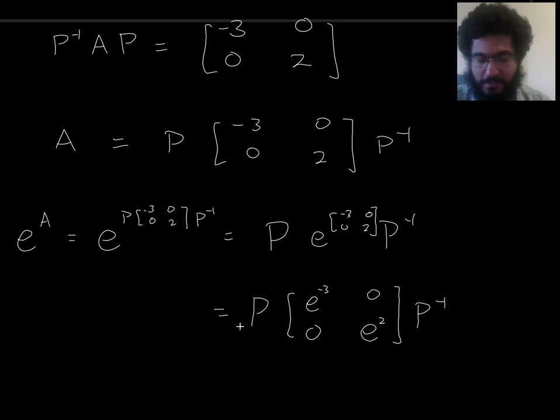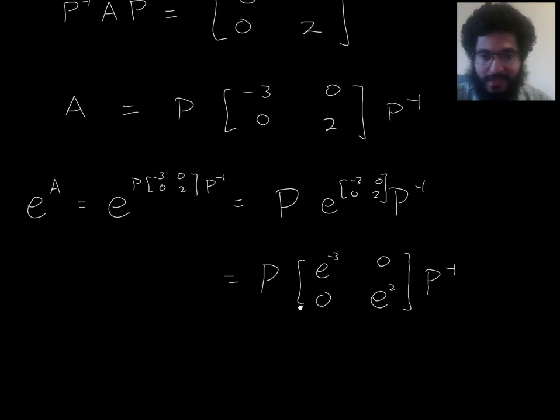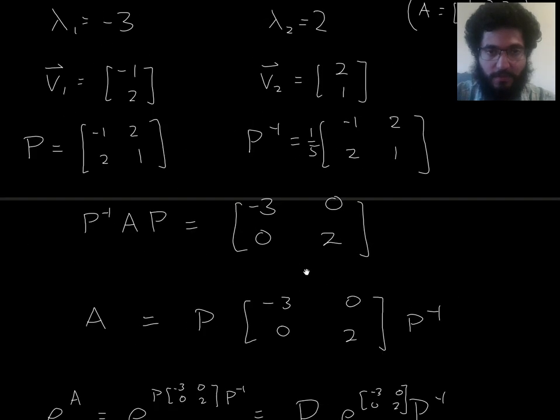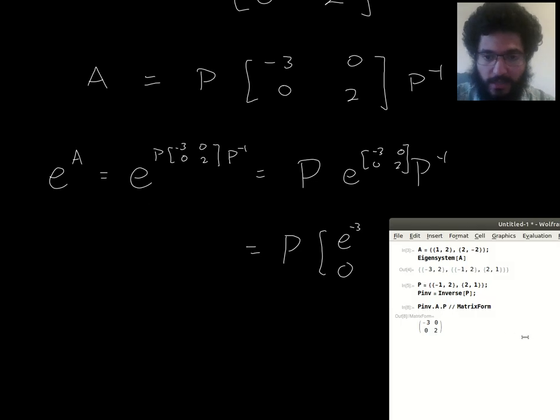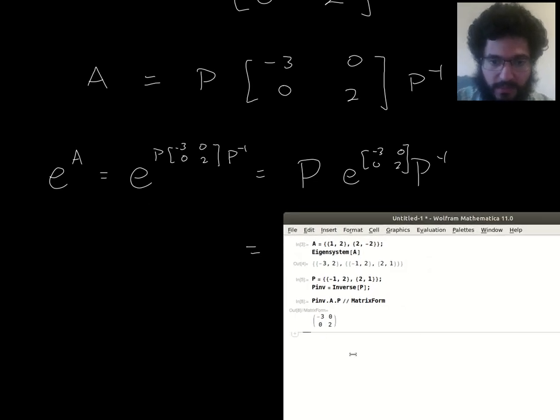And now it's just a matter of multiplying three matrices together, which is mildly annoying, but we can do it. We can get Mathematica to do it, or Wolfram Alpha or whatever. And that's it. We will have computed the exponential of this matrix. So we will have computed that massive power series, but we'll have gotten around the work by diagonalizing. So let's actually go and get Mathematica to do this.